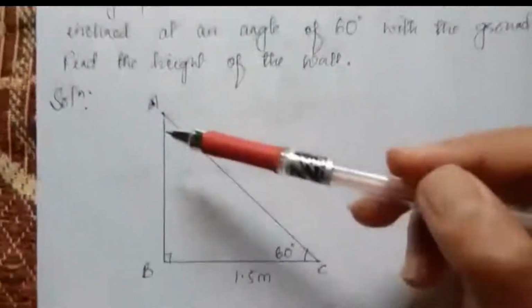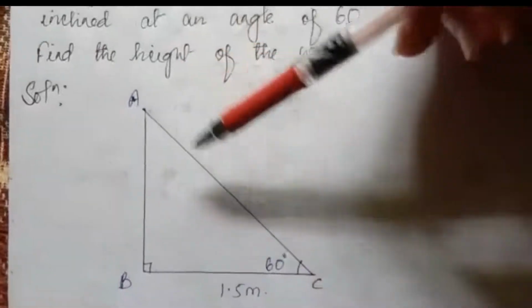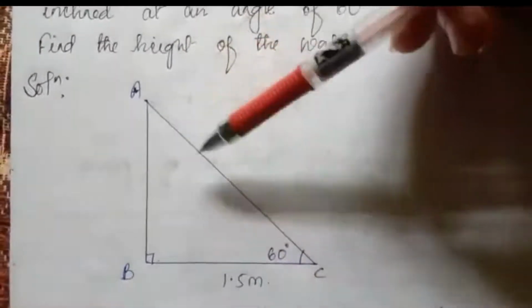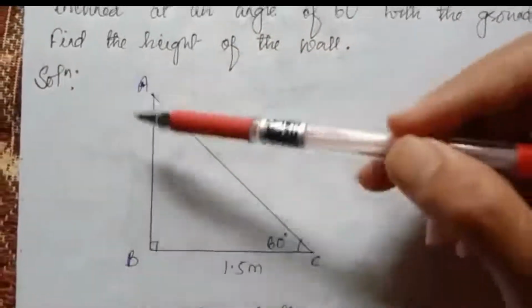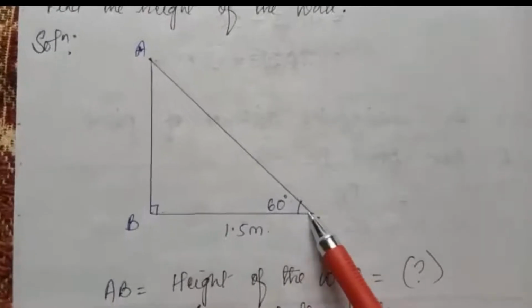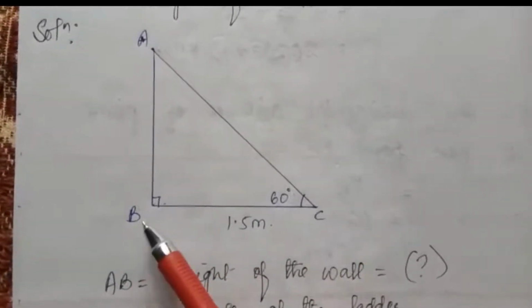So here this is the wall, AB is the wall and this is the ladder. We have to place the ladder in this position. So AC is the length of the ladder, AB is the height of the wall, and BC is the distance between the foot of the ladder and the wall. This is given as 1.5.